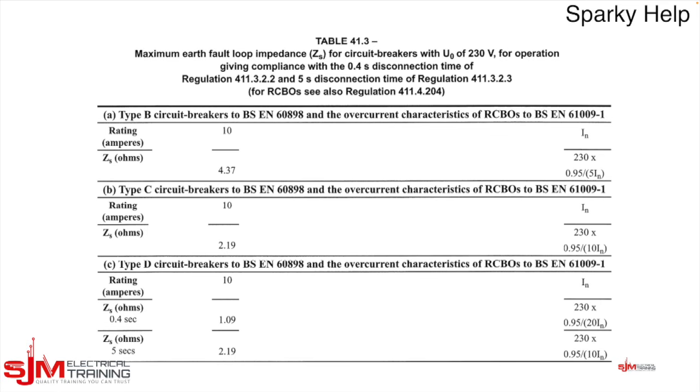On the right hand side of the screen you can see these are the multipliers. So a B is 5 times its current rating, a C is 10 times its current rating, and a D at 0.4 seconds is 20 times its current rating, and 10 at 5 seconds.